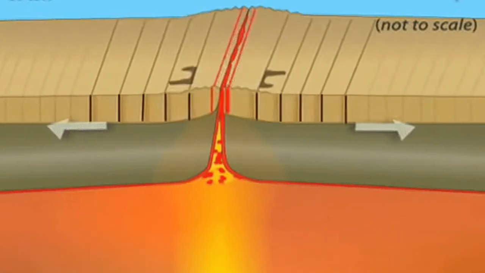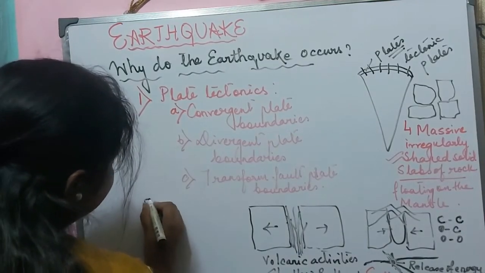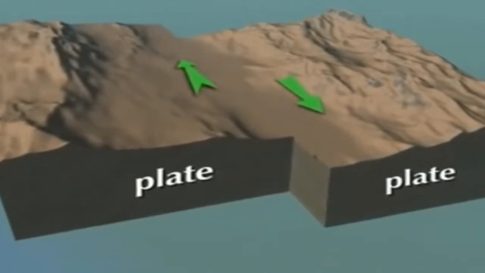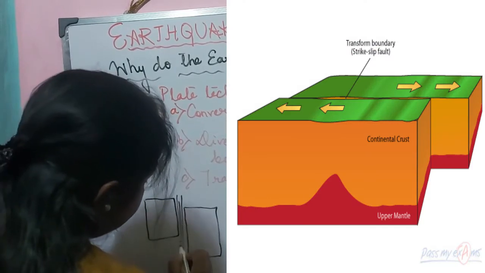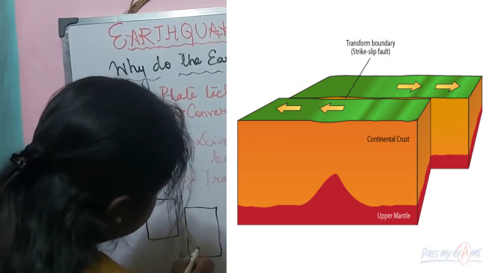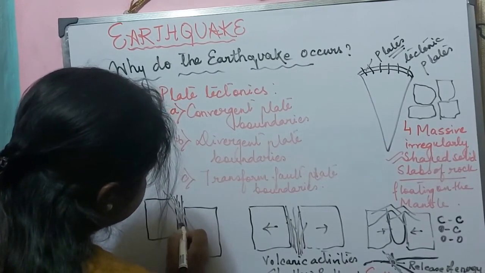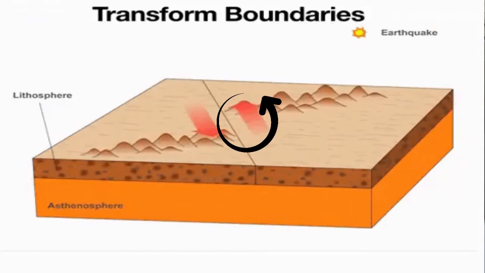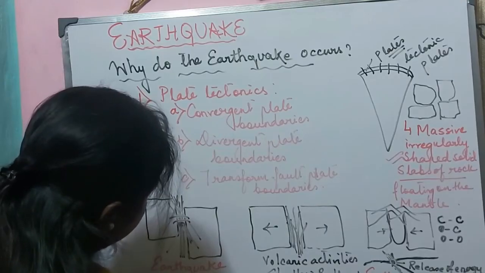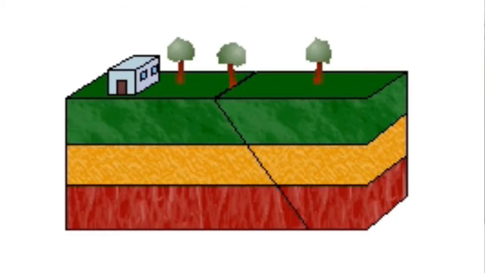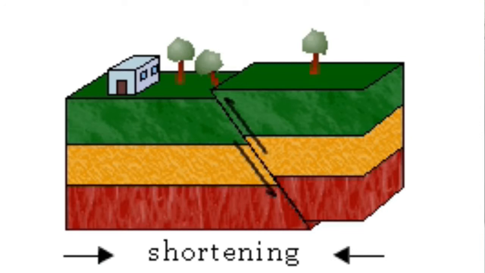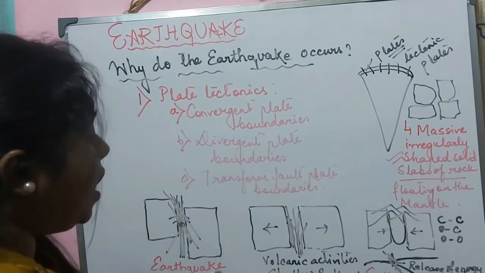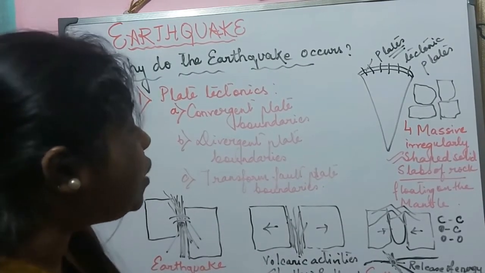Now coming to the last one, the transform fault boundary. Here we will see the plates slide past one another. Now as the plates slide past one another, a fracture is caused, and due to this fracture, waves are released. And these waves are referred to as the earthquake waves. They also cause shallow earthquakes. And sometimes there can be no earthquakes. Sometimes earthquakes can be of high intensity. So these are the three types of plate boundaries which lead to earthquakes.